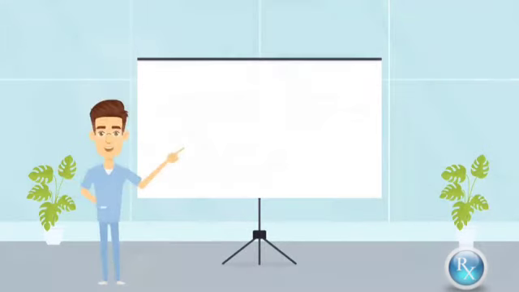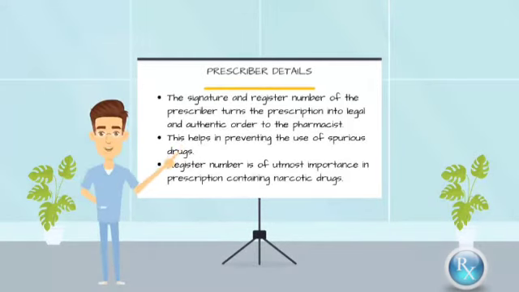We came to the last part of the prescription. Prescriber details. The signature and register number of the prescriber turns the prescription into a legal and authentic order to the pharmacist. This helps in preventing the use of spurious drugs. Register number is of utmost importance in prescription containing narcotic drugs.